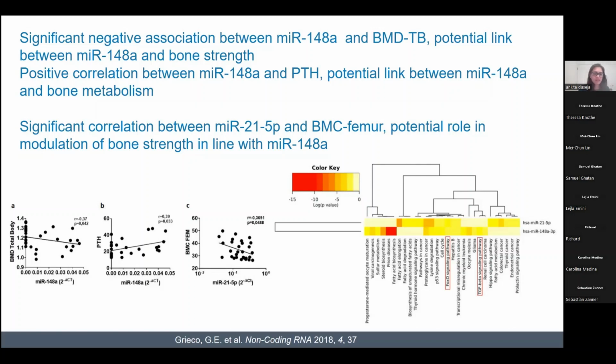If you look at the heat map on the side here, where they had done a bioinformatic analysis using a KEGG pathway analysis for these two microRNAs, 148A and 21,5P, and their target genes, they showed that FOXO signaling pathway and the TGF-beta signaling pathway are the main two pathways that come up. And these two pathways are found to be significant with these microRNAs and important roles in bone metabolism and remodeling processes.